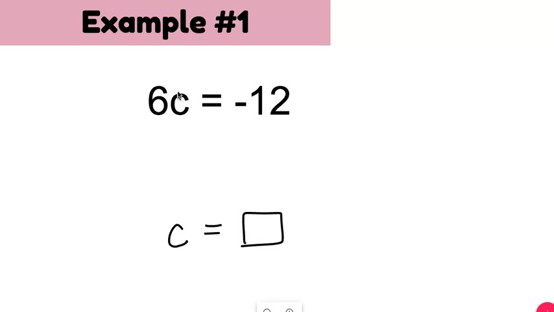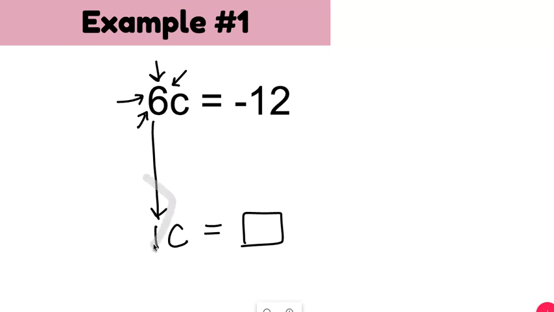Remember, we want the variable on one side and numbers on the other. So the number that needs to get eliminated is this guy right here, this 6. The 6 is a problem. This 6 has to become 1 because 1c equals c. Remember the identity property? 1 times any number is itself. So our goal is to eliminate this 6 by making it become 1.